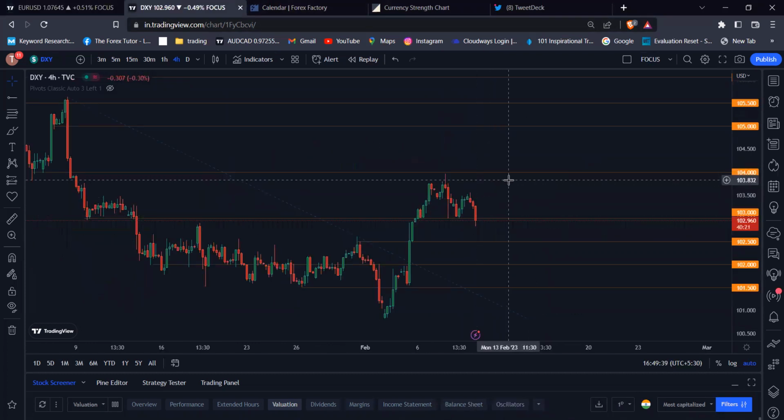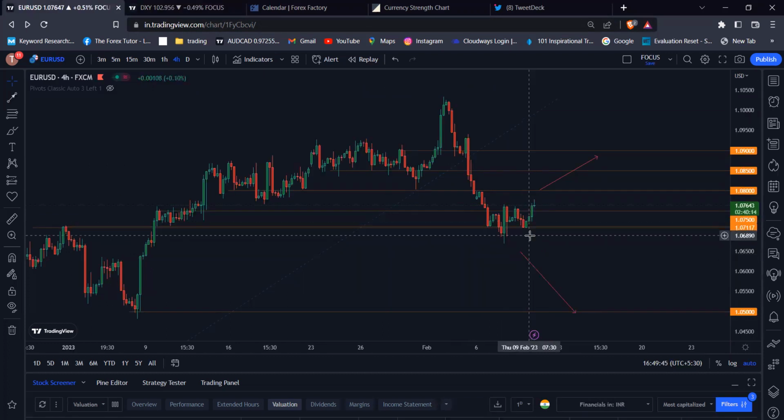And in the second scenario, if the dollar index bounces back towards the 104.00 psychological number and breaks this area, then the Euro USD breaks below the 1.06500 psychological number, and we take this trade from the bearish perspective. Our stop loss should be the 1.07117 psychological number, and our first target should be the 1.0500 psychological number on the bearish perspective.